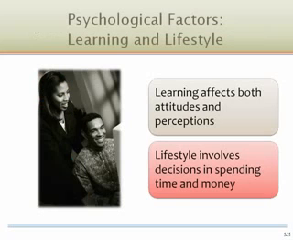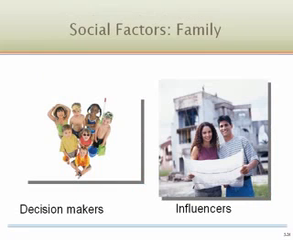Learning refers to a change in a person's thought process or behavior that arises from experience and takes place throughout the consumer decision process. Learning affects both attitudes and perceptions. A person's perceptions and ability to learn are affected by their social experiences. Many purchase decisions are made about products or services that the entire family will consume or use. Thus, firms must consider how families make purchase decisions and understand how various family members might influence these decisions.